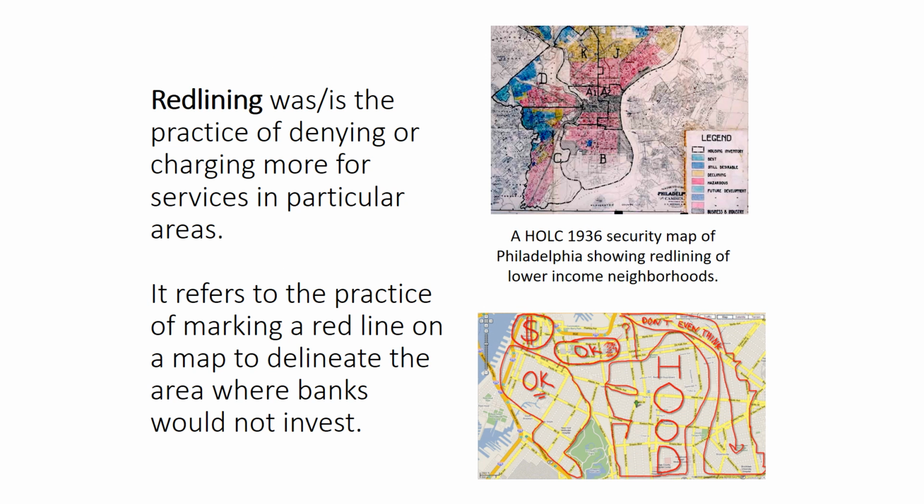Redlining itself actually gets its name from a relatively recent phenomenon. This is something that came to light in the middle of the 20th century. It was a practice of denying or charging more for services in a particular area. The idea is that a banker, somebody with investment money, would sit down with a map and draw lines on the map indicating what were the good areas and what were the bad areas to invest in. Bad areas you would charge extra in terms of interest rates, or you may not grant loans at all.